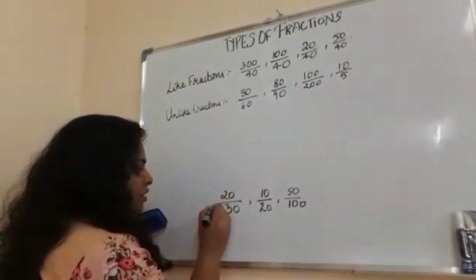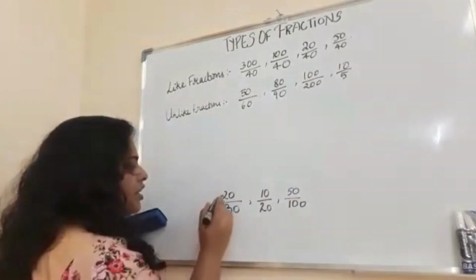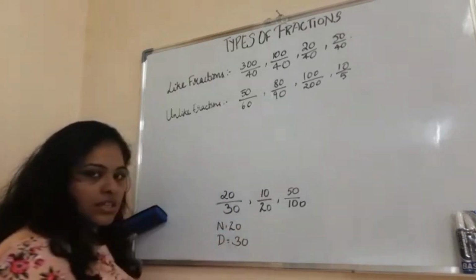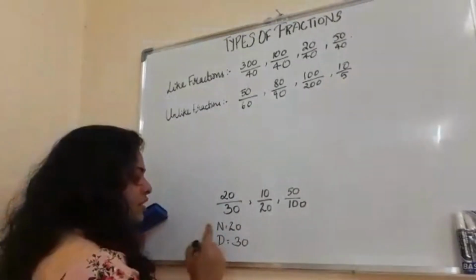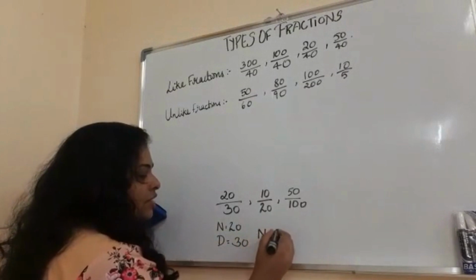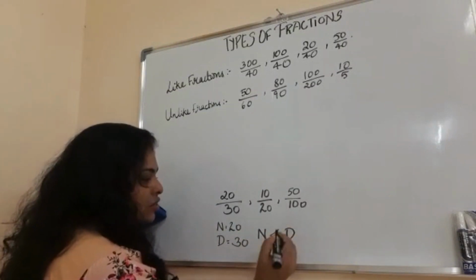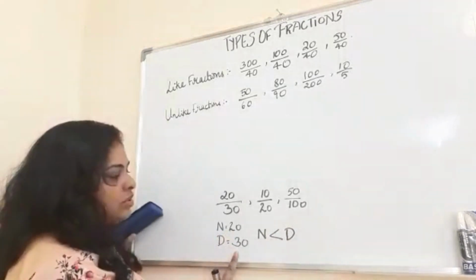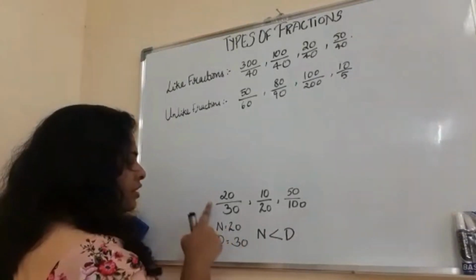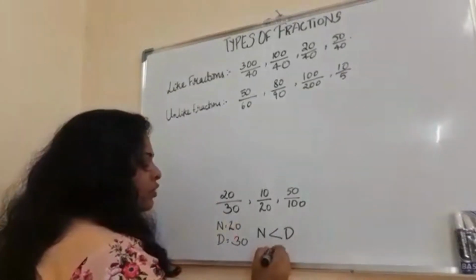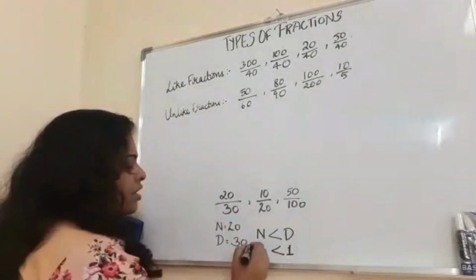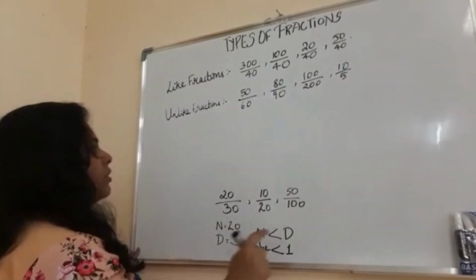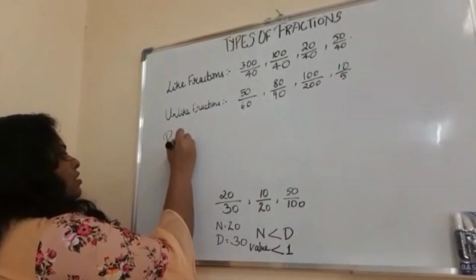The numerator, let's take this one value here. The numerator here is 20 and the denominator value is 30. It means the numerator is lesser than the denominator. If you see, the numerator is 20, which is lesser than the denominator value 30. In such cases, when you divide 20 by 30, the value will always be less than 1. A numerator lesser than the denominator is known as a proper fraction.